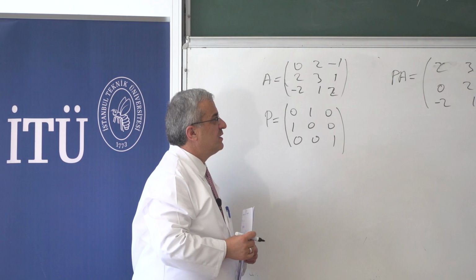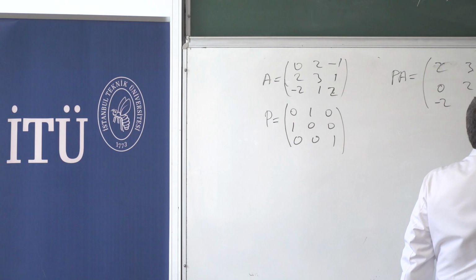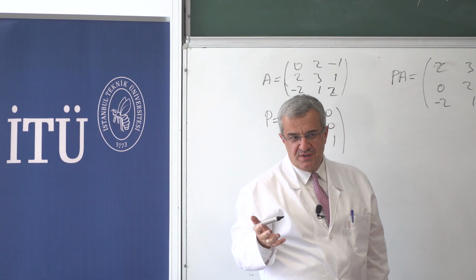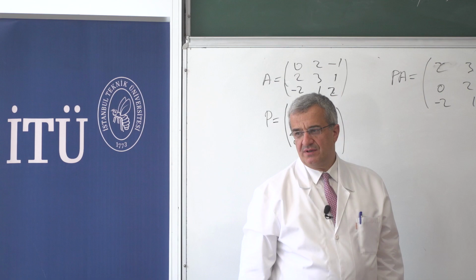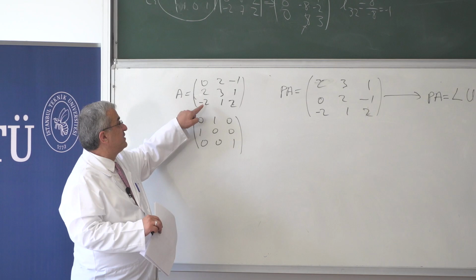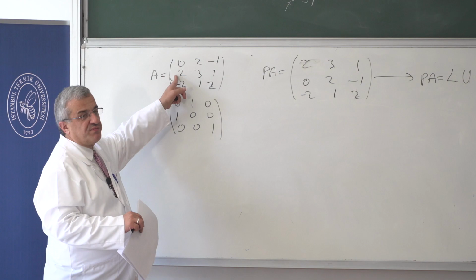Now I can decompose this, right? I can say that P times A is L times U. So I do not do the LU decomposition for A anymore, but just for a row-interchanged version of it. Of course, if this was also zero, then I would go to the third one. Until I find the pivot, I will continue. Then I will multiply with that one. For example, this first one was enough for us. Otherwise, I would have continued to look for a pivot.